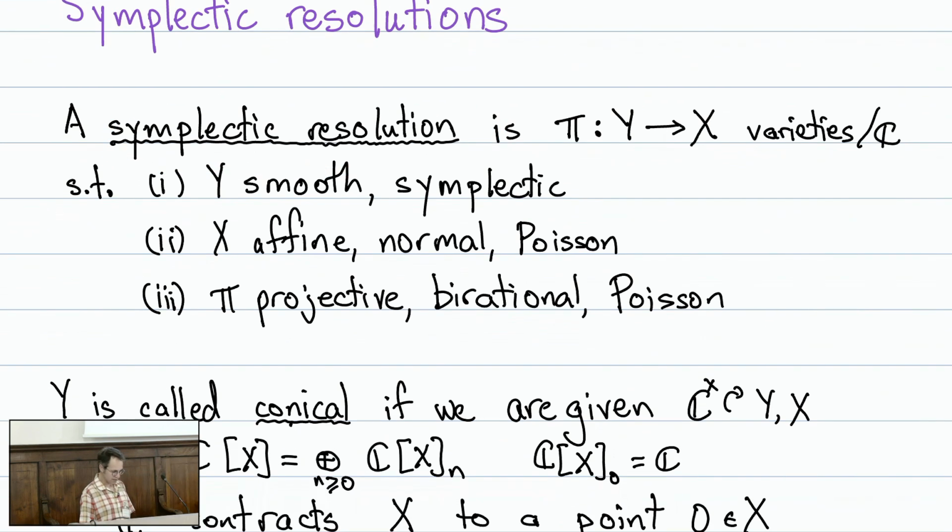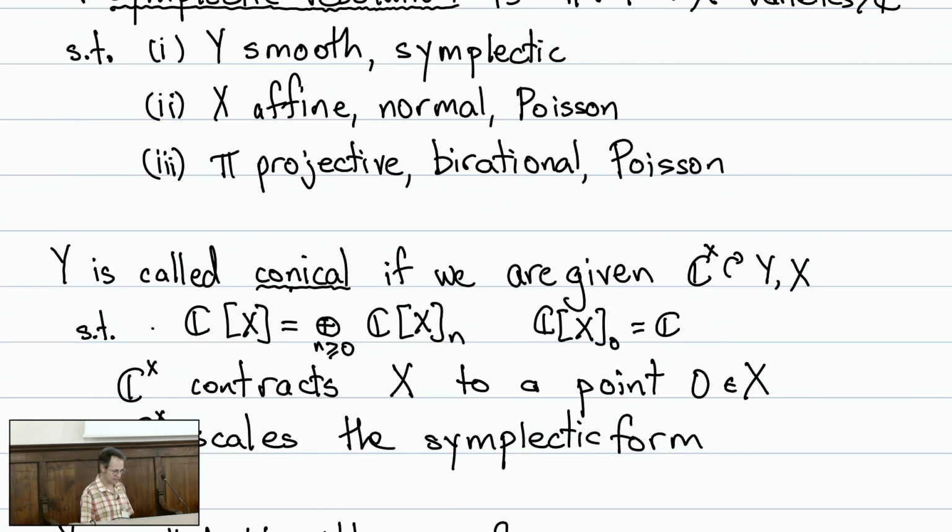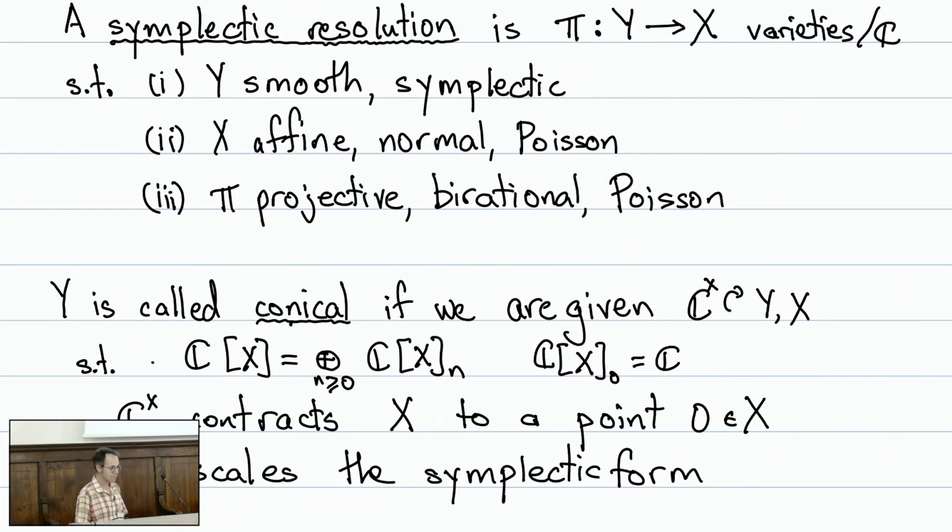A couple more definitions related to it, and then we'll come to some examples. Okay, so we're going to consider two kinds of tori acting on this pair y and x. So the first is going to be called, I'll just write it as, C star.